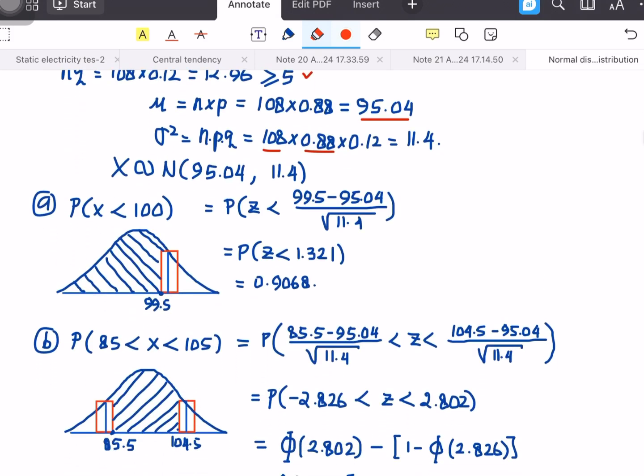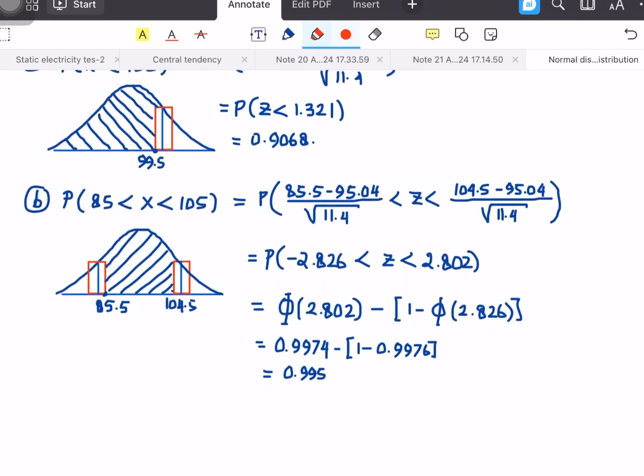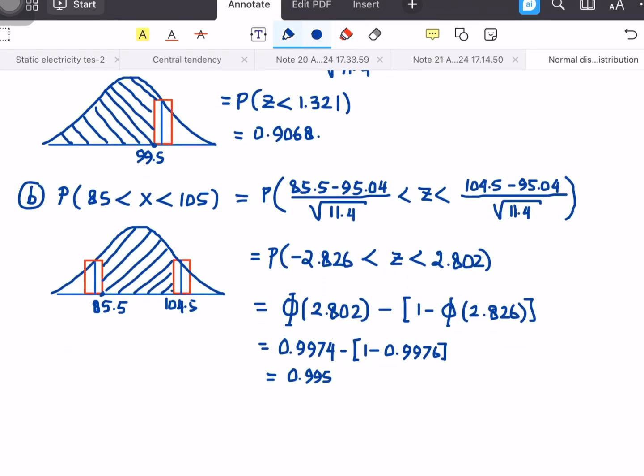And then for part B, the question asks to find the probability 85 less than X less than 105. So again, we need to draw the diagram first. Again, 85 and 105, since we don't have an equal sign here, both 85 and 105 are not included. So this is the diagram. Do not shade the rectangles.